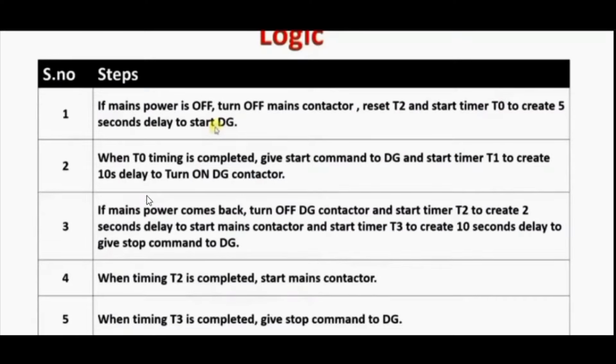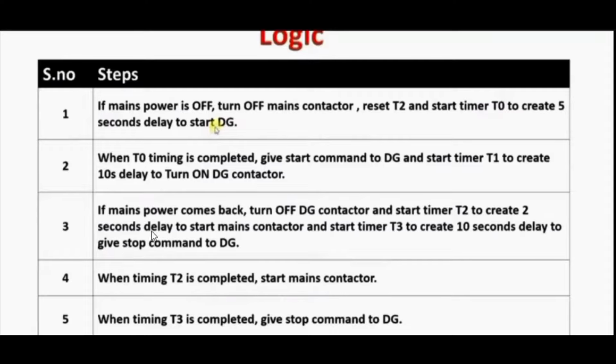Here we have to sense that if the mains power is off, it will turn off the mains contactor. Then reset T2 and start timer T0 to create a 5 second delay to start DG. And when T0 timing is completed, it will give the start command to DG and start timer T1 to create a 10 second delay to turn on the DG contactor.